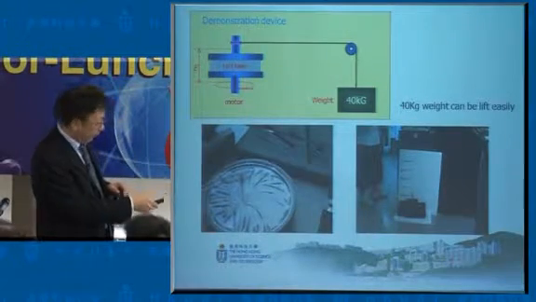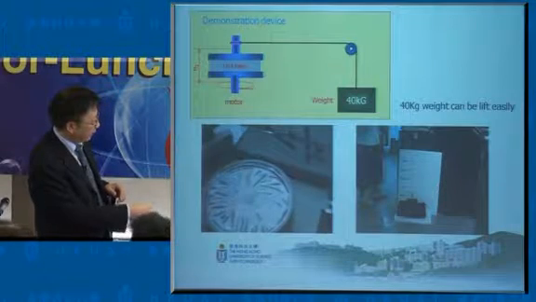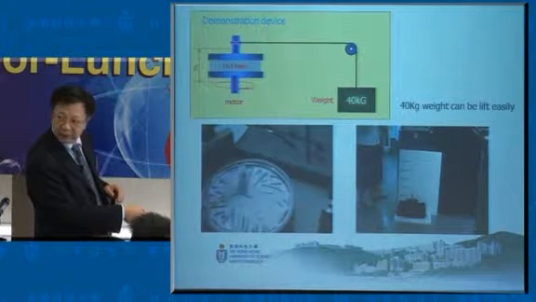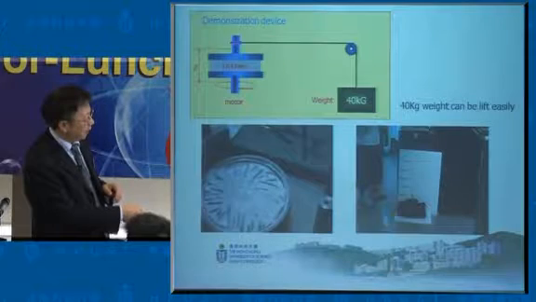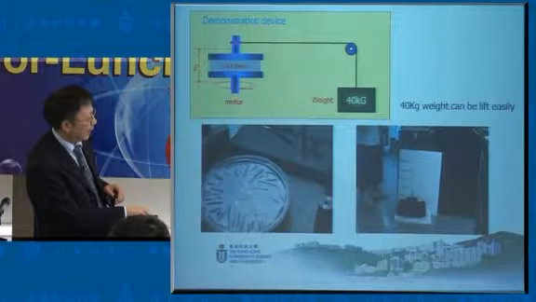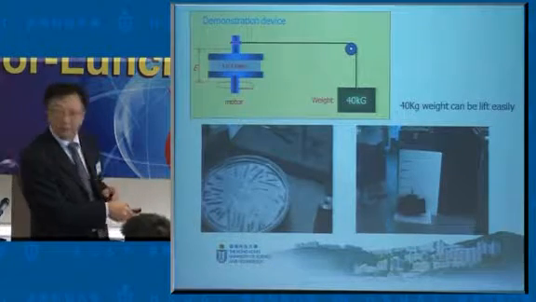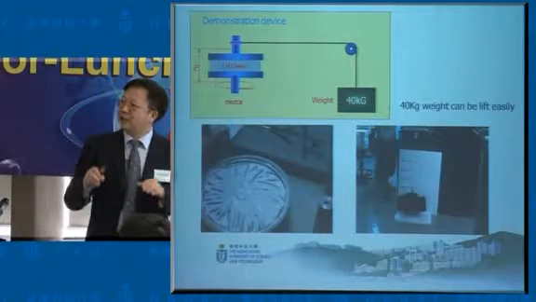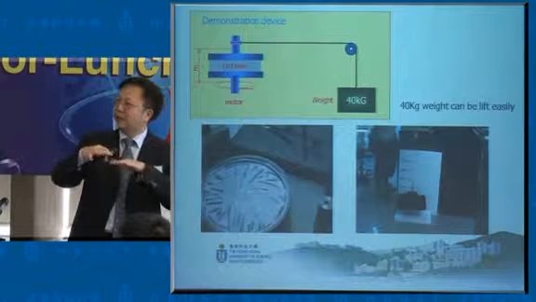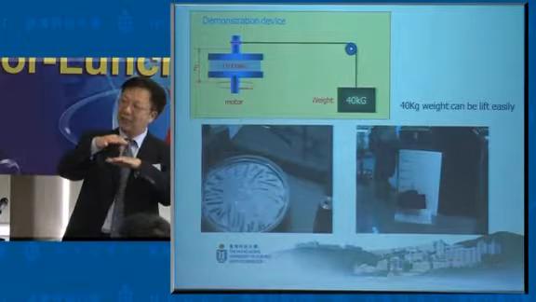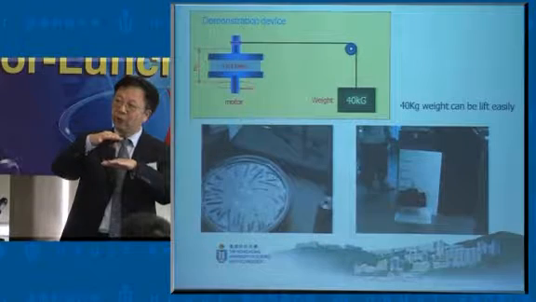So here you can see the ER fluid is between the upper disc and lower disc, and here you apply an electric field to lift up a 4 kilogram weight. So that means ER fluid can work easily like a clutch. When you apply an electric field, it becomes coupled. If you release the electric field, it becomes decoupled.